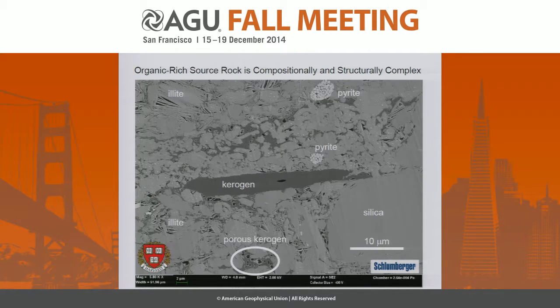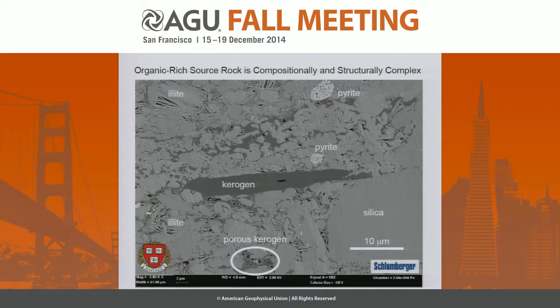First, there's the inorganic grains represented by silica here, could also be calcite in other formations. There's also abundant amounts of clay represented here by illite, shown on various parts of the slide.